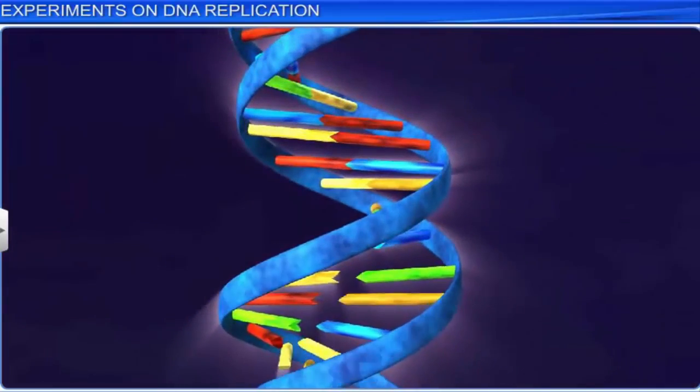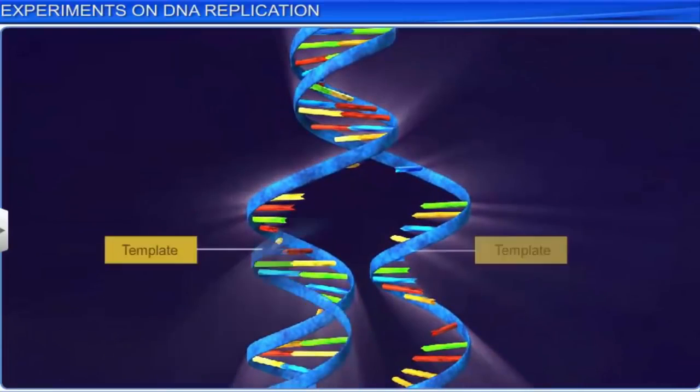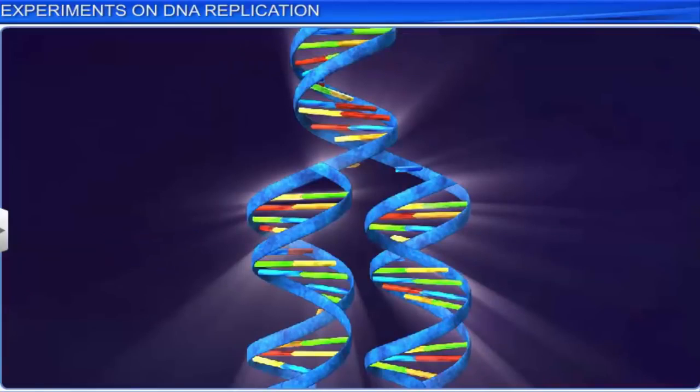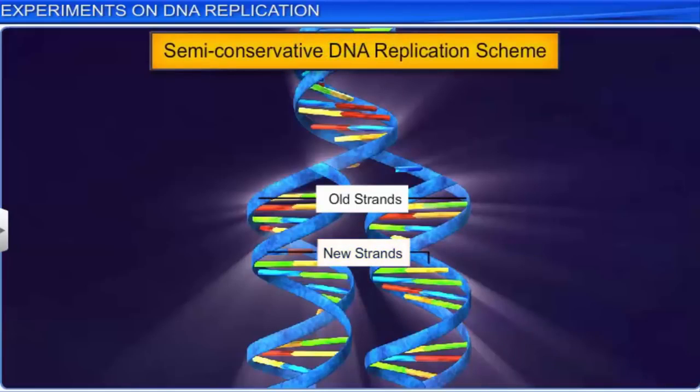According to their proposed scheme, the two strands separated and acted as a template for the synthesis of two new complementary strands. After the replication process was completed, each DNA molecule would end up with one parental strand and one newly synthesized strand. That is why this DNA replication scheme was referred to as semi-conservative.